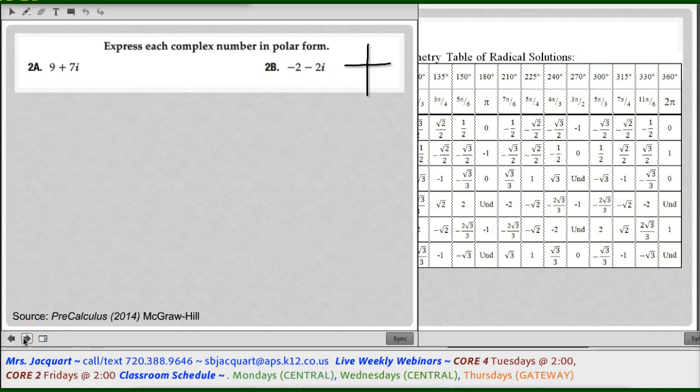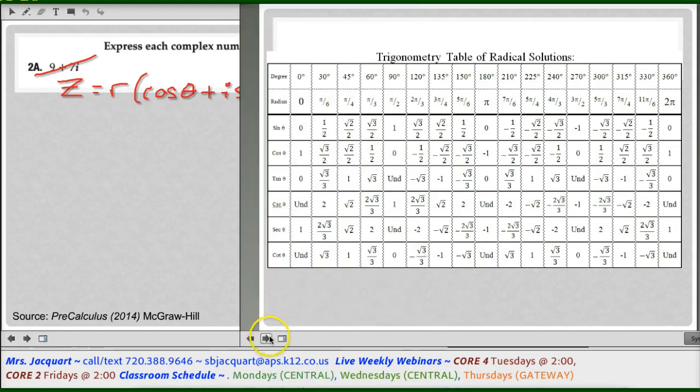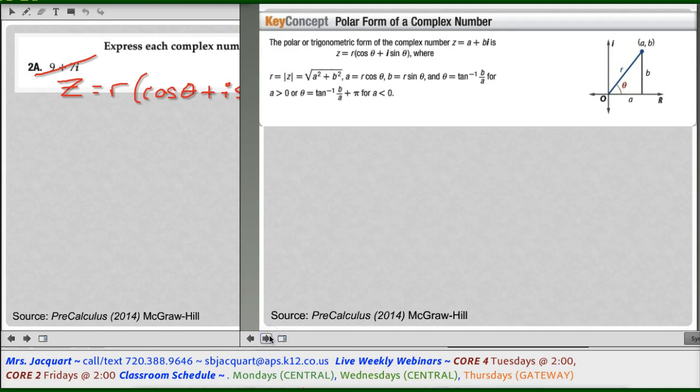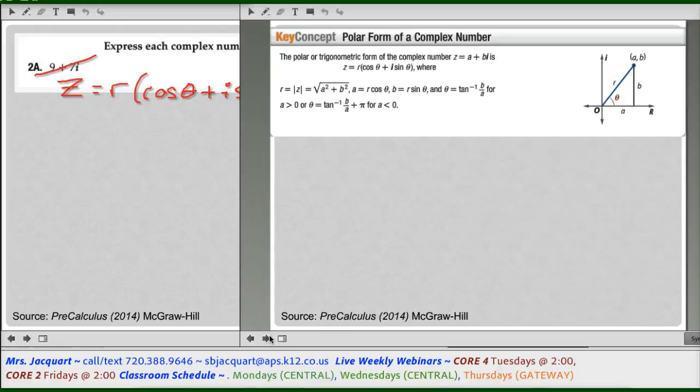Now just real quick, let's identify where this is. 1, 2, down 2. Okay, so our tangent is going to be in a different location. So we have z equals r cosine theta plus i sine theta. Come over here and look at our rules. This particular one, our a is -2, so we're going to be working on this one. Because a is -2, we're going to add pi to the angle that we find.